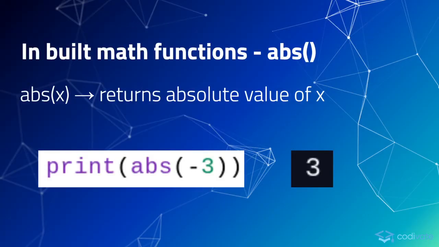We have the abs function, which returns the absolute value or distance from 0 of the inputted number. In our example here, when we print the abs function called on -3, that's our parameter, our output is just 3. And the reason is because -3, you can think of it as being 3 units away from 0.